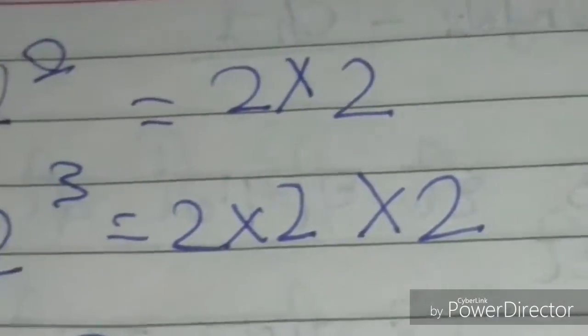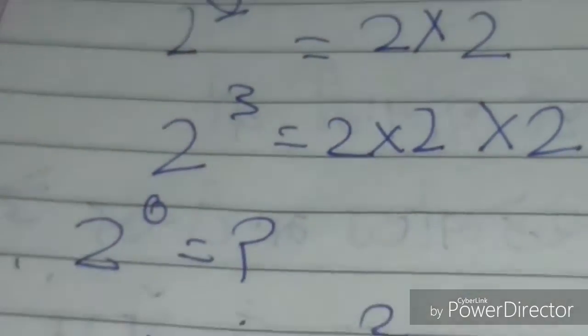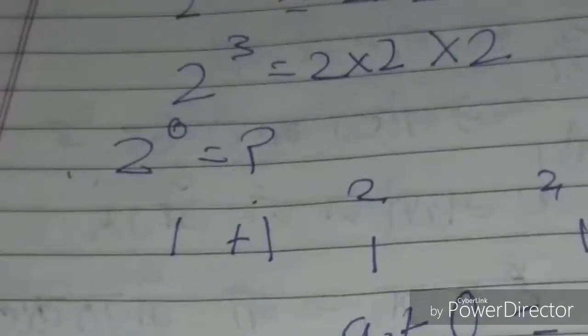Here's the reason. 2 raised to power 2 is 2 into 2. 2 raised to power 3 is 2 into 2 into 2. 2 raised to power 0, we want to know. How can we know this? Well, let's get a little easier. 1 plus 1, 2. Very good. Addition is a simpler way of multiplication, or we should say multiplication is a complex way of adding.